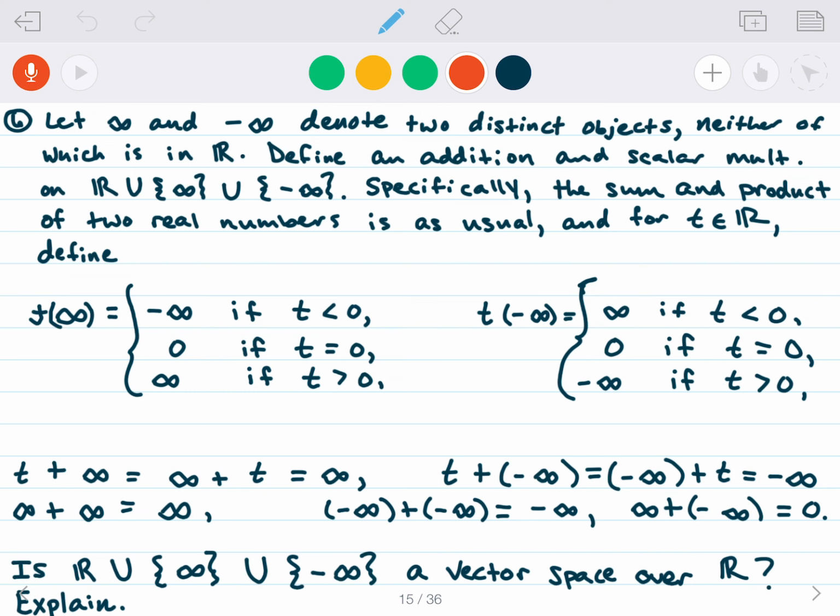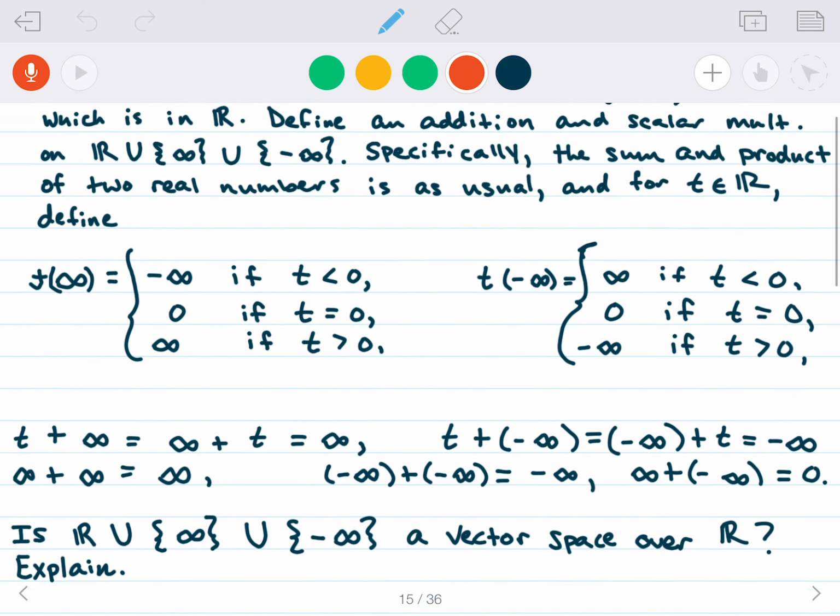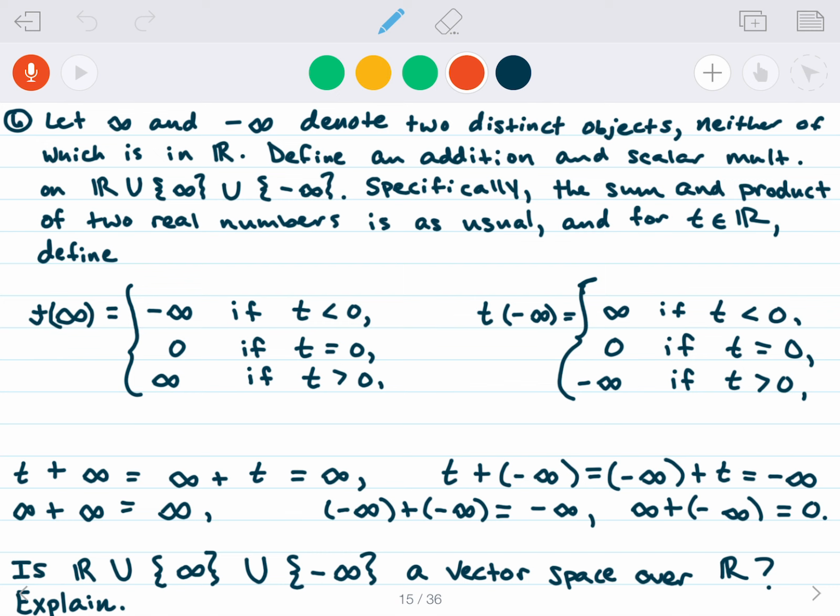Okay, so this is number 6 from 1B. It's kind of a weird question, but let's tackle it and see where we get with this. Okay, so let infinity and negative infinity denote two distinct objects. Who knows what they are? Neither of these objects are in the real numbers. And then it says define an addition and a scalar multiplication on the real numbers union with this object infinity, union with this object negative infinity.